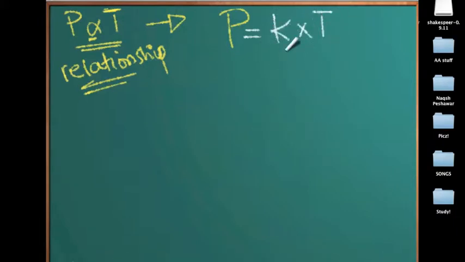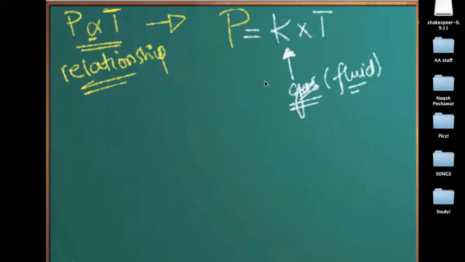Now, K is constant for any gas. For the same fluid, it's constant. For the same, I should have written gas. I should have written fluid. For any fluid, for any substance, K is constant, and it's where volume is constant.